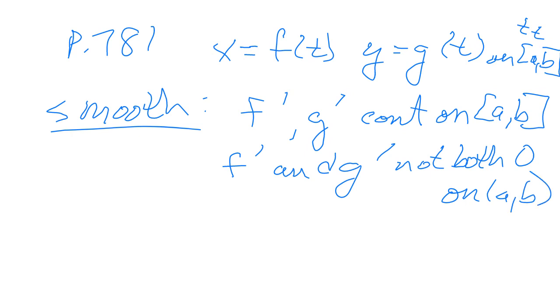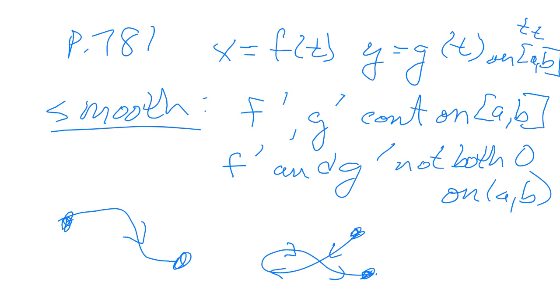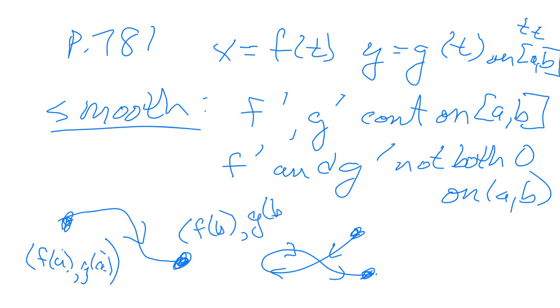So examples of smooth curves: here's one, that would be a smooth curve. That's a smooth curve. By the way, what is the start point? It would be f evaluated at a, g evaluated at a, right? That's the start point. And the end point would be f evaluated at b, g evaluated at b, right? Does that make sense?